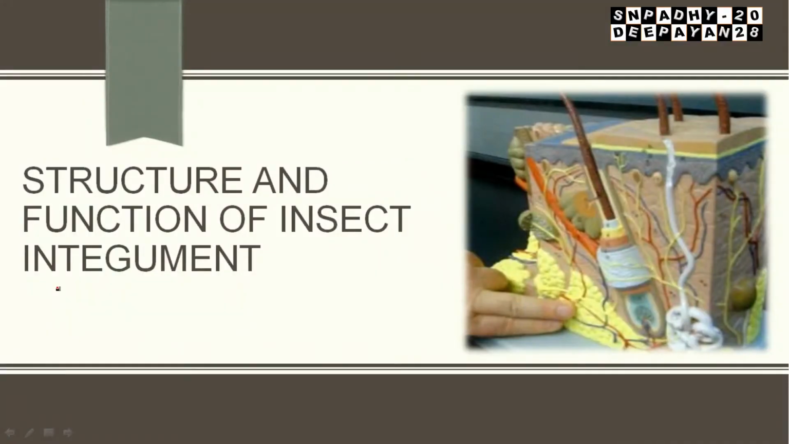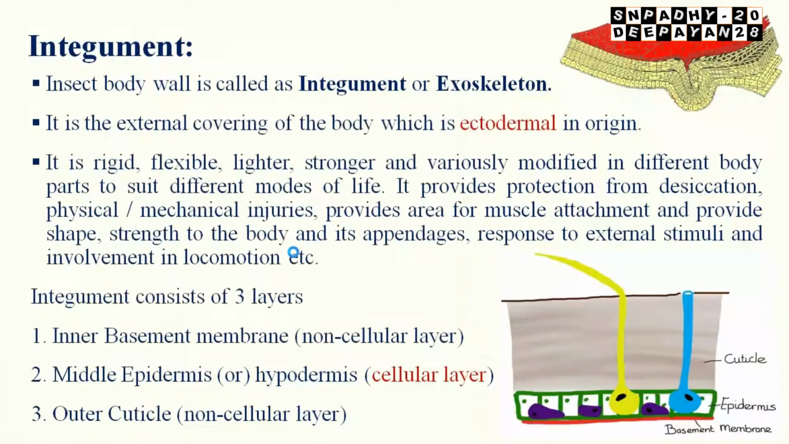So at the beginning we'll start from this covering of the insect, the skin, which is called as what? The integument. Which is also basically called the exoskeleton, but it is also made up of the endoskeleton also, but generally it is called as what? Exoskeleton, integument or exoskeleton. The insect body wall is called the integument or exoskeleton.